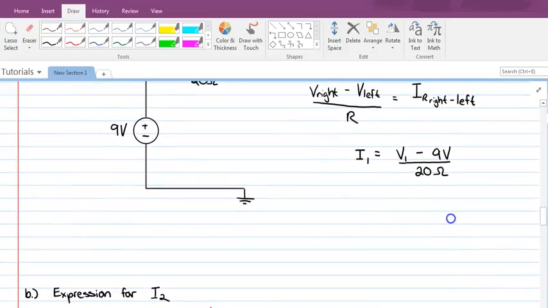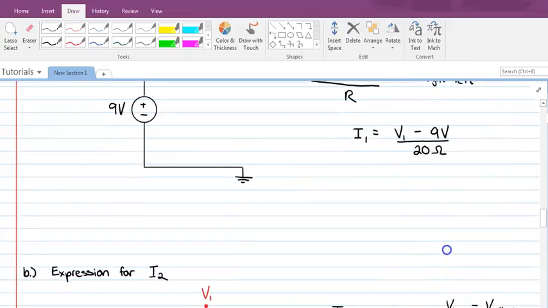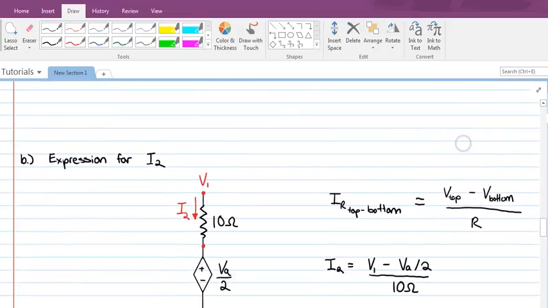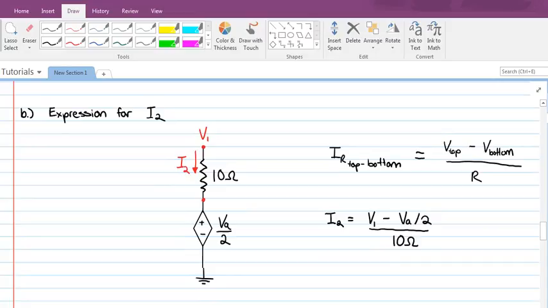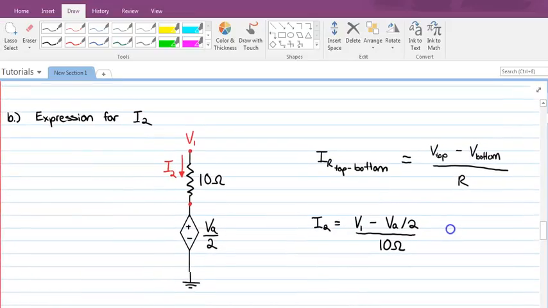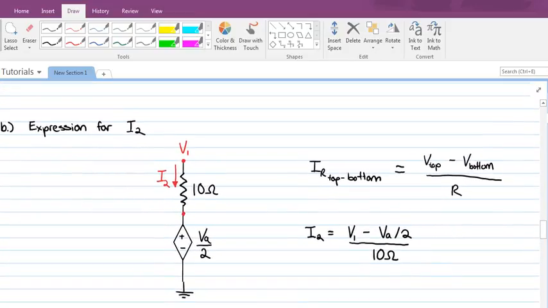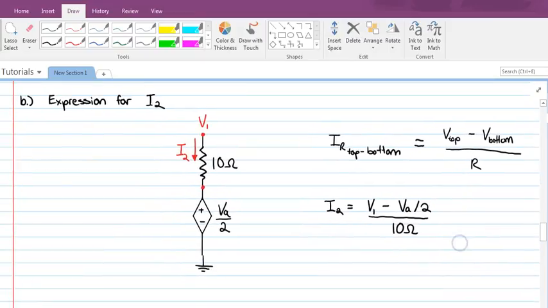So now we're going to do a similar thing with the middle branch, and we're going to find the current I2 going through this 10 ohm resistor in the middle branch. This is a current that's going from top to bottom. So the current through this resistor going from top to bottom is equal to the voltage at the top of the resistor minus the voltage at the bottom of the resistor divided by the resistance of the resistor. So in this circuit, we're going to have an expression of I2 is equal to V1, which is the voltage at the top of the 10 ohm resistor, minus VA over 2, which is the voltage at the bottom of the 10 ohm resistor, divided by 10 ohms.